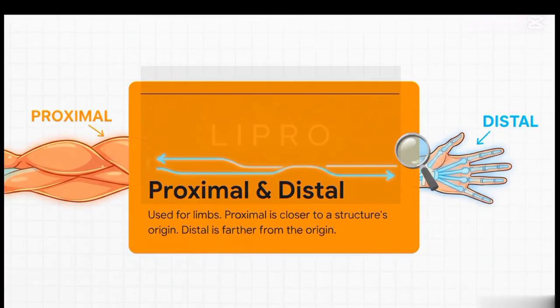Now for a couple of terms that can be a little tricky: proximal and distal. We mainly use these for our limbs, our arms and legs. Proximal means closer to where the limb attaches to the body's trunk, and distal means farther away from that attachment point. So your elbow is proximal to your wrist, but your fingers are distal to your wrist.